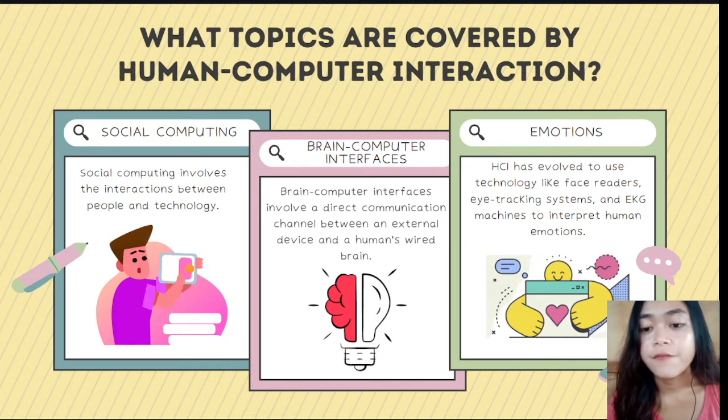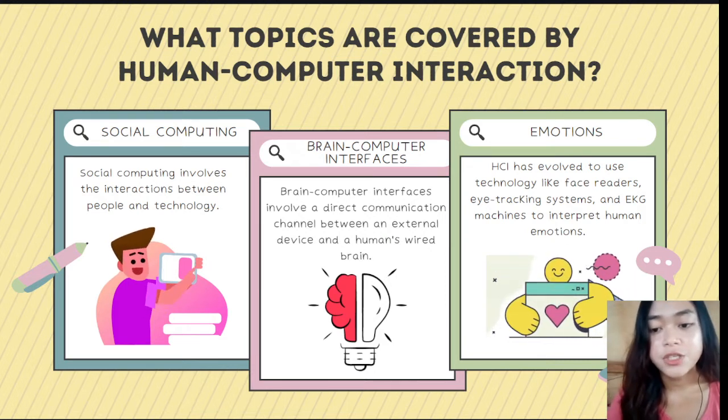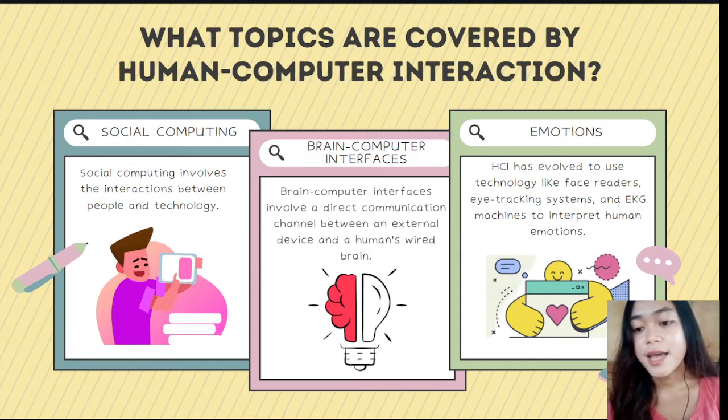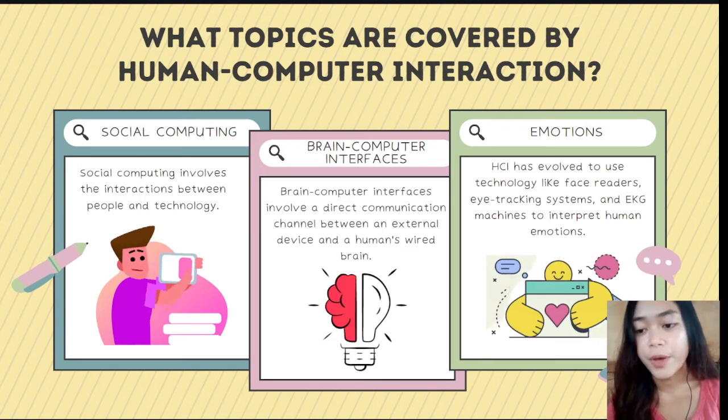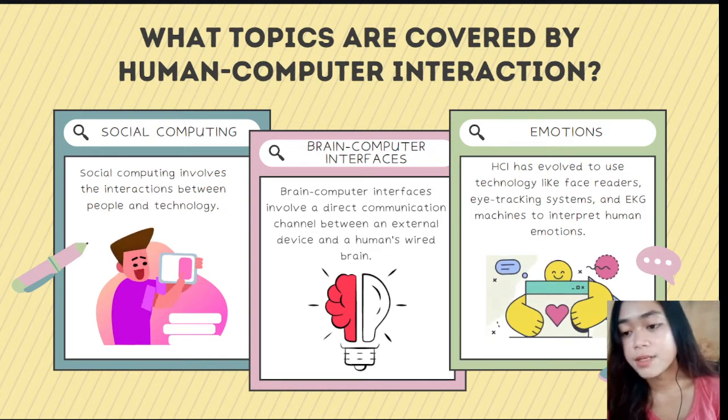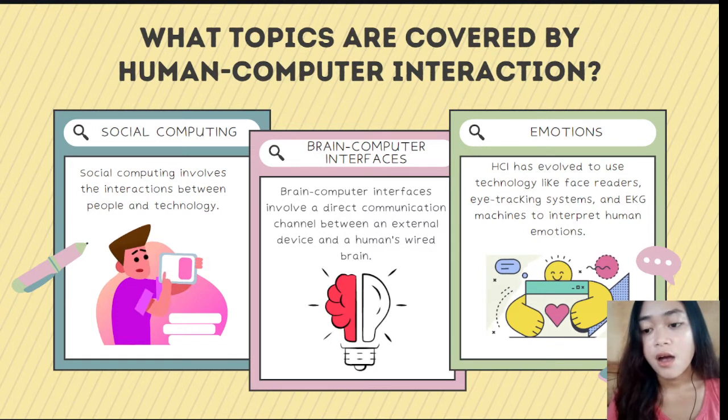So the brain-computer interfaces involve a direct communication channel between an external device and a human's wired brain. Brain-computer interfaces make it easier for information to go both ways. This topic helps professionals fix, improve, and study the cognitive functions of people.